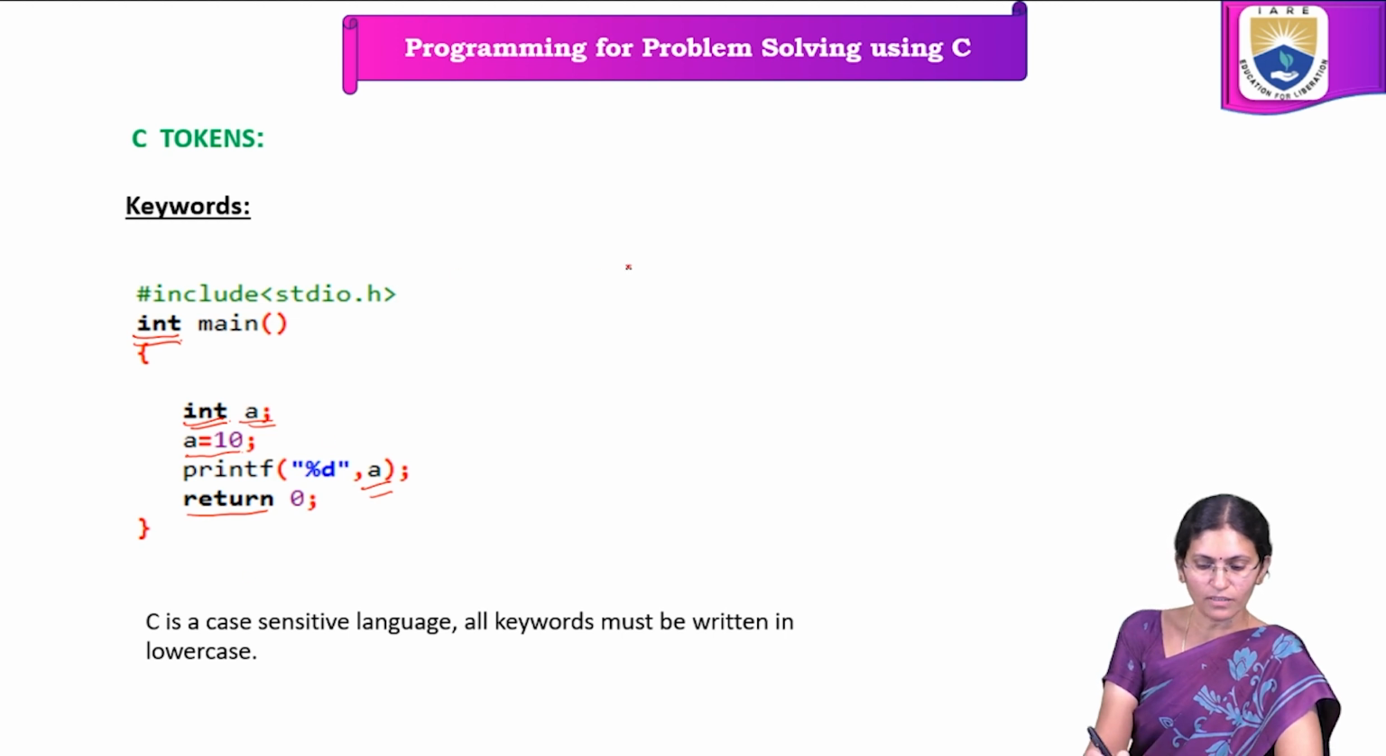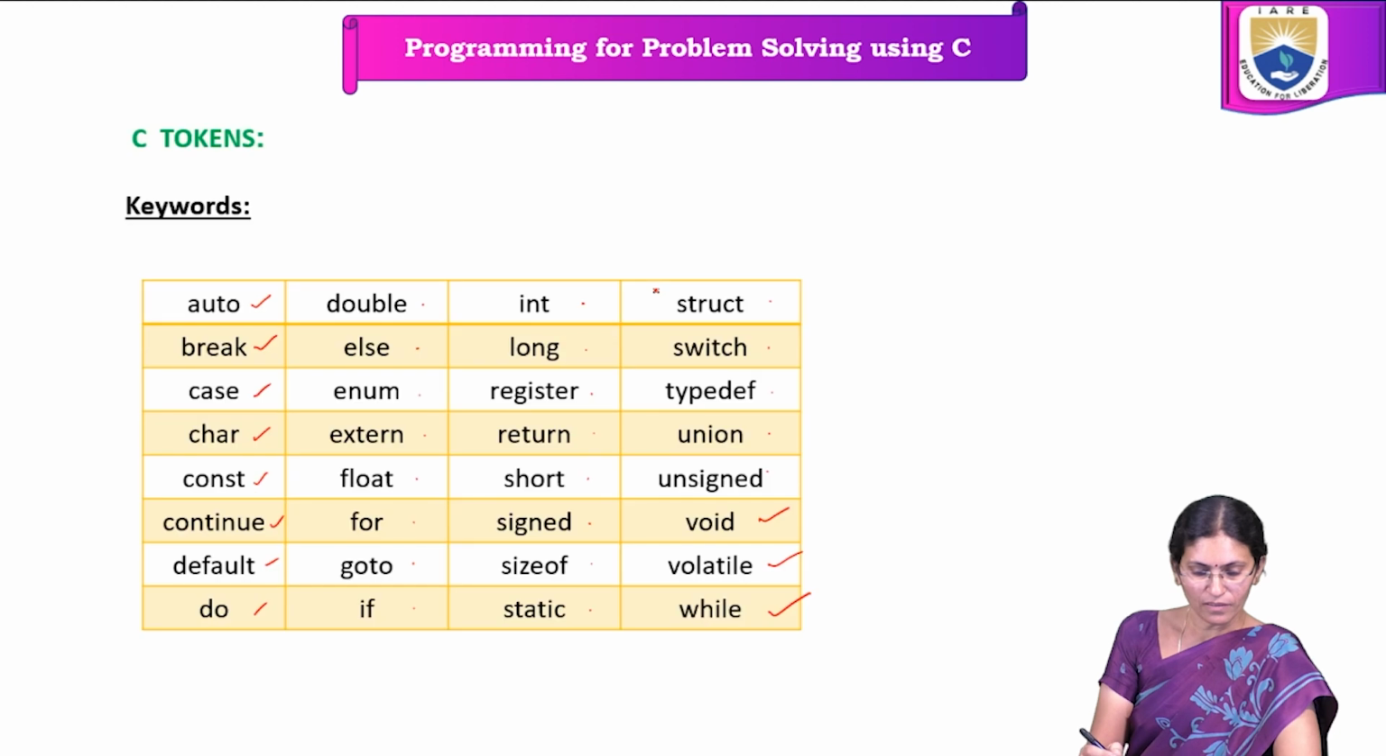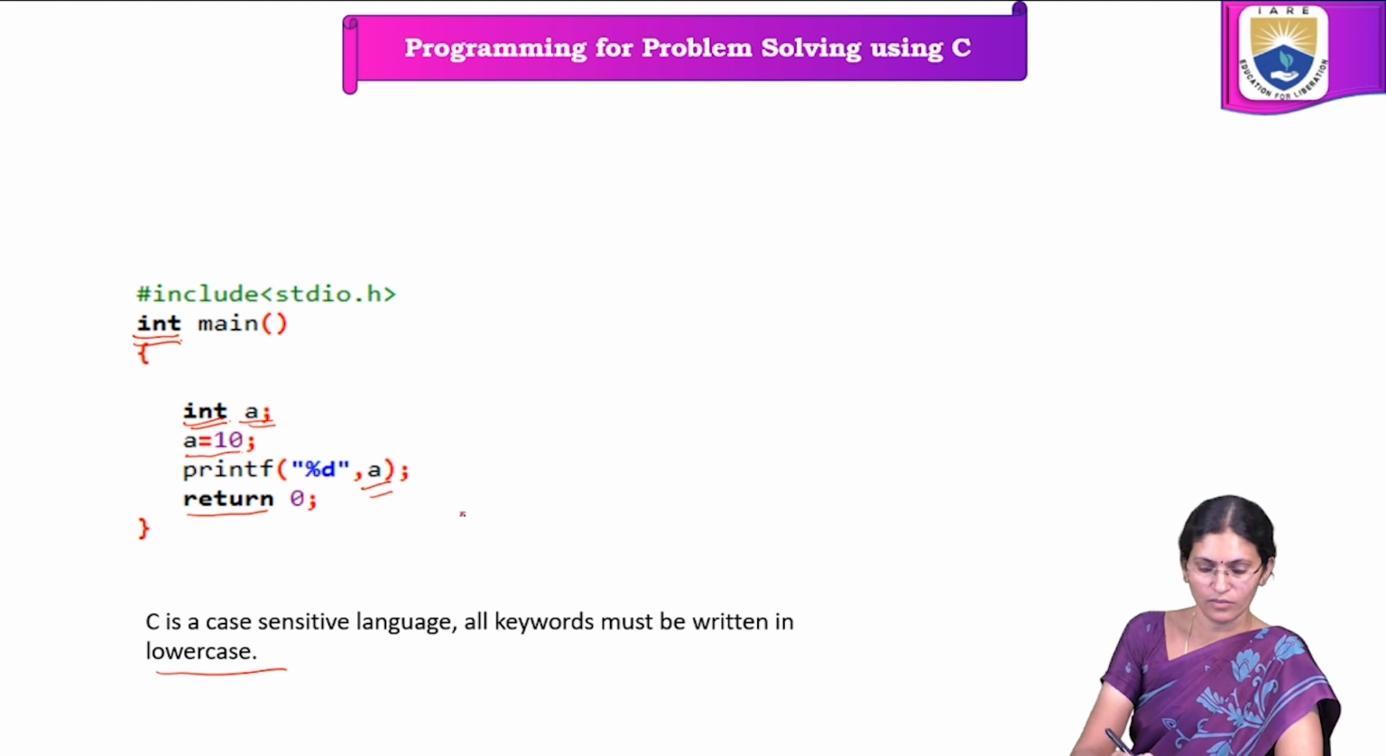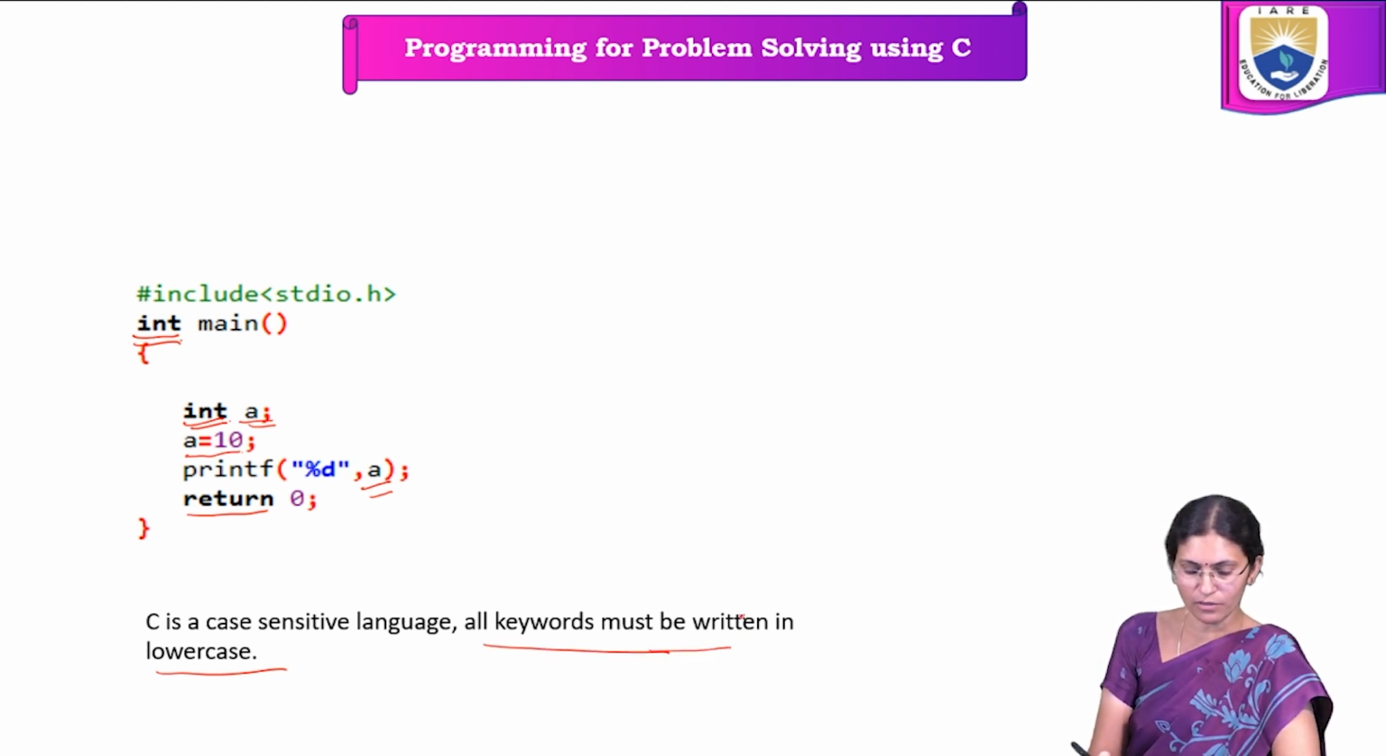There is also a rule to write keywords. All the keywords, as you can see here, are in small letters. C is a case sensitive language, so all the keywords must be in lowercase. That is what you have to follow when using a keyword in a program.